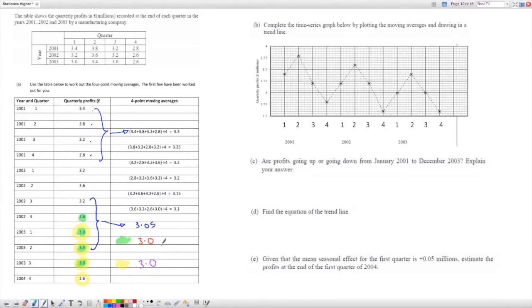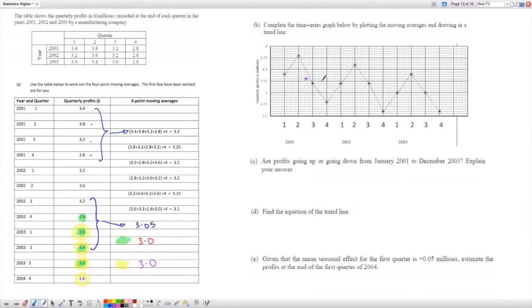So we can see here, the time series graph has been drawn, and we're going to plot these values here on our graph. So first off, we're going to be halfway. We've got Q1 and Q4 halfway between our points. We're going to be here, and we're going to be plotting at 3.3. So looking here, 3.2, we're going 3.25, so 3.3 will be here, 1 square up.